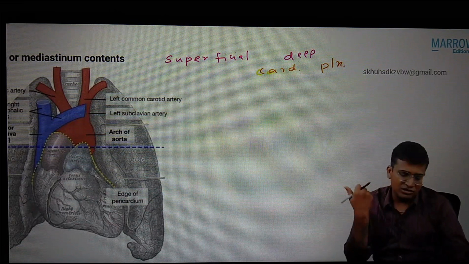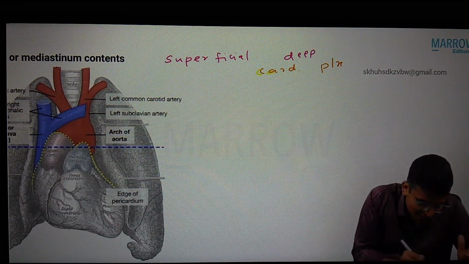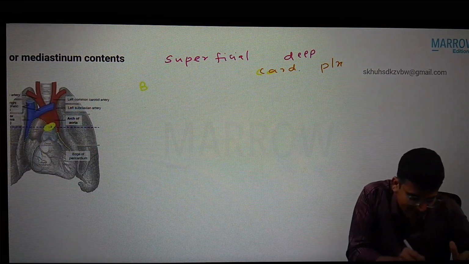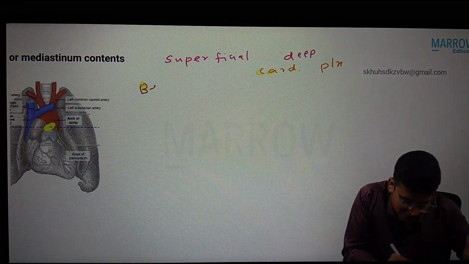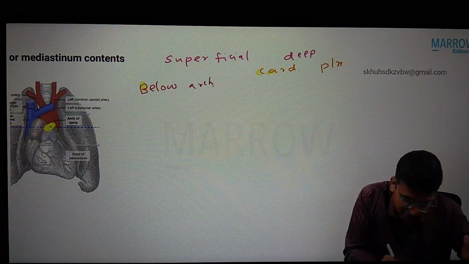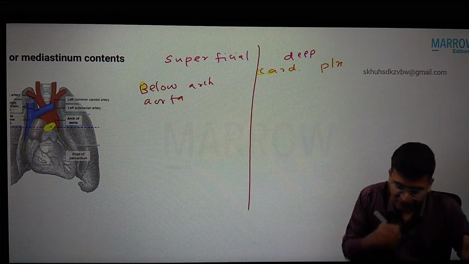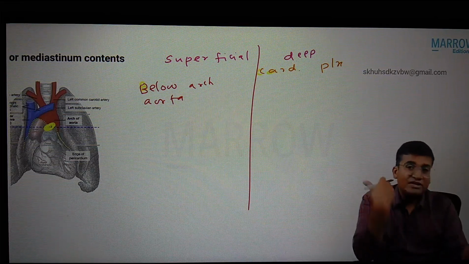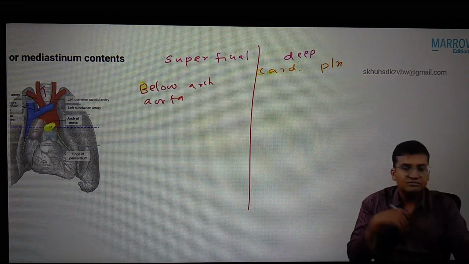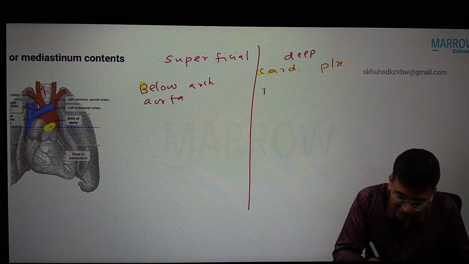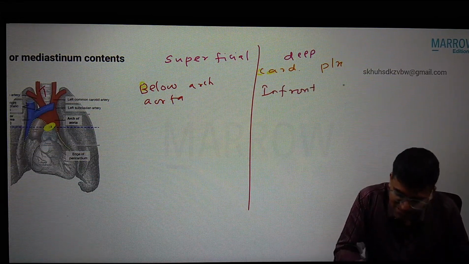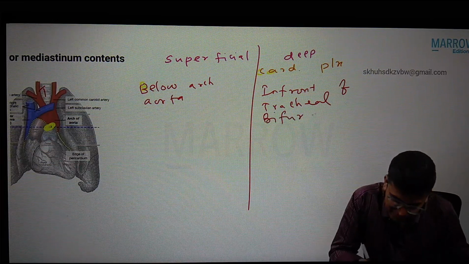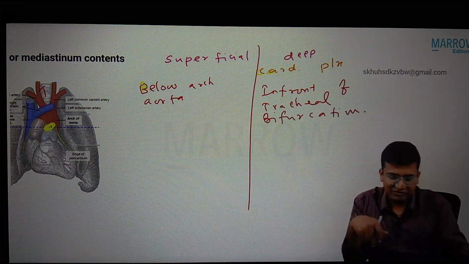By their location only. The superficial cardiac plexus is present below the arch of aorta. So it is superficial. Whereas the deep cardiac plexus is present deep, in front of the tracheal bifurcation. See, this is the trachea. So in front of the tracheal bifurcation, the deep cardiac plexus is present.